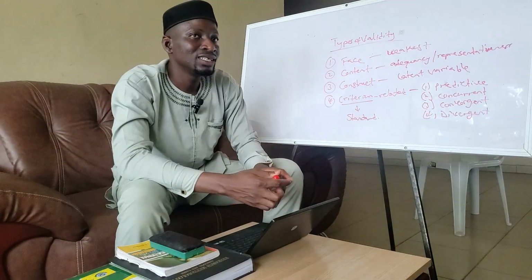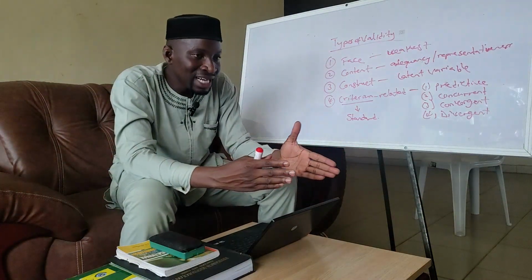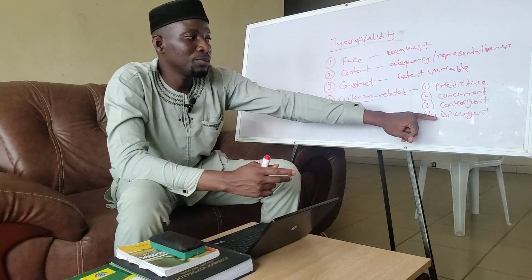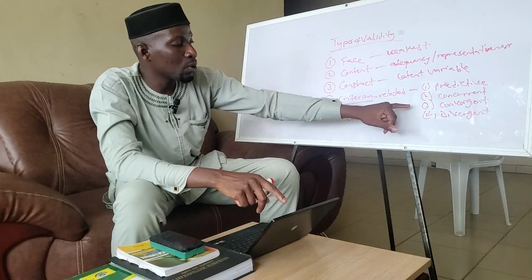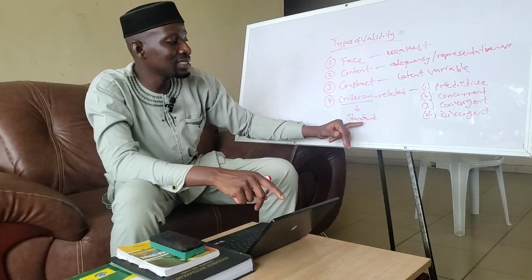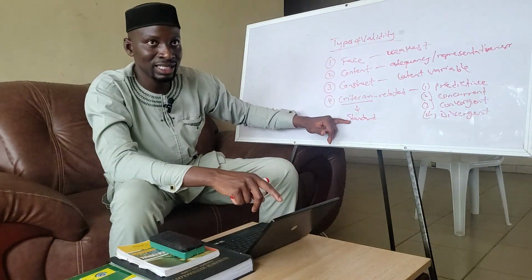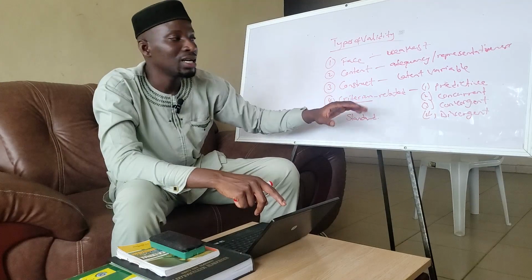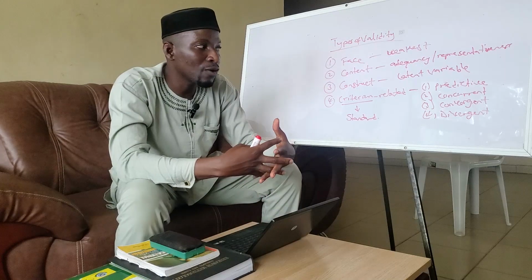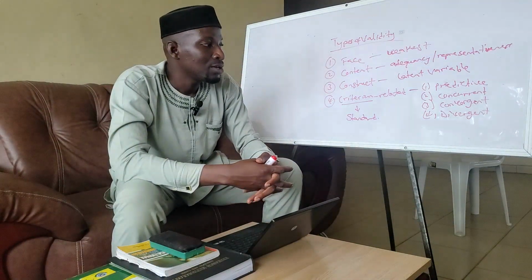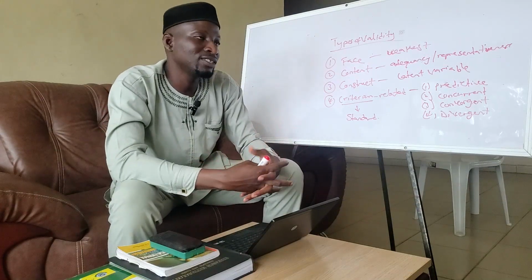Then convergent. Convergent means you are trying to look at whether they are related. Then the opposite is divergent, whether they are different. So if you are comparing a score obtained from a test with a standard score obtained from a standardized test or a criteria, that means a basis for judgment, and they are related, then you are exploring what we call convergent validity evidence. If they are different, you are exploring what we call divergent validity evidence.